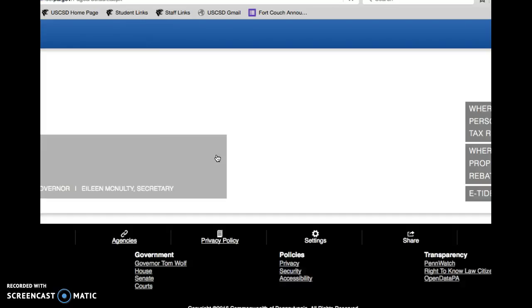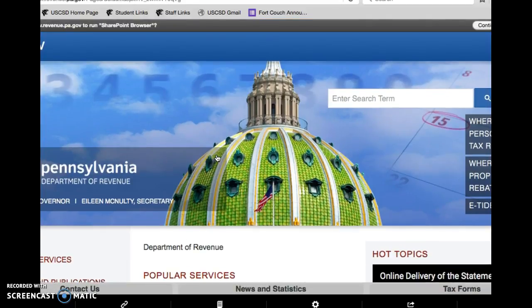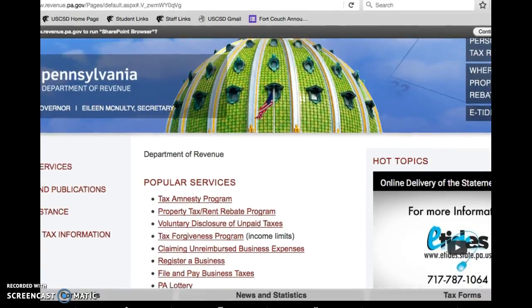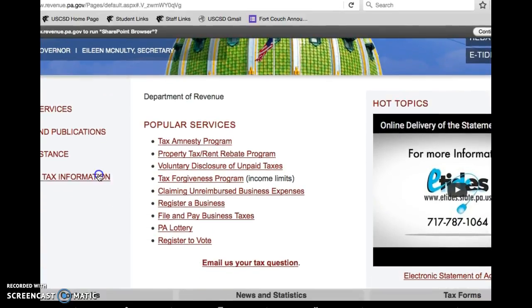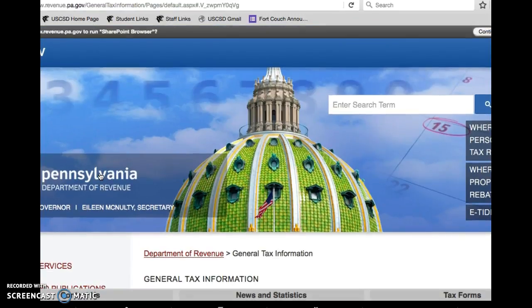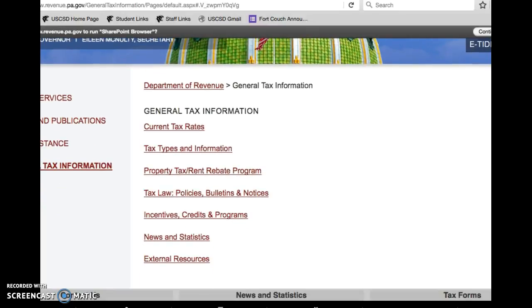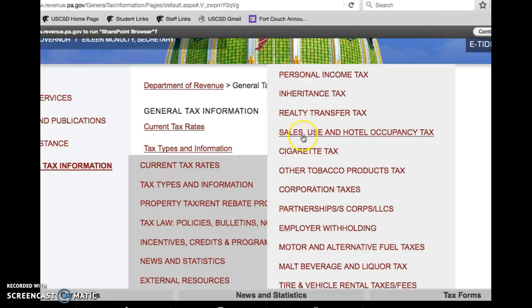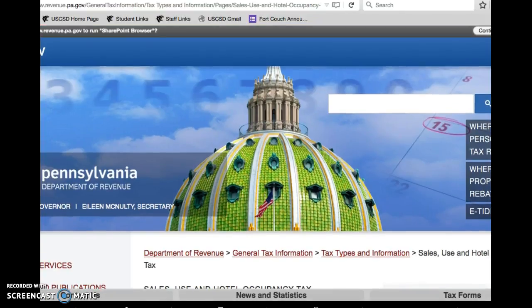And I showed the steps on how to get it. You would go to Department of Revenue. It's going to load for you. You're going to scroll down to General Tax Information, Tax Types. I don't know what, it just restarted. General Tax Information, then Tax Types and Information, and then Sales, Hotel, and Occupancy Tax, and then that'll tell you your tax.